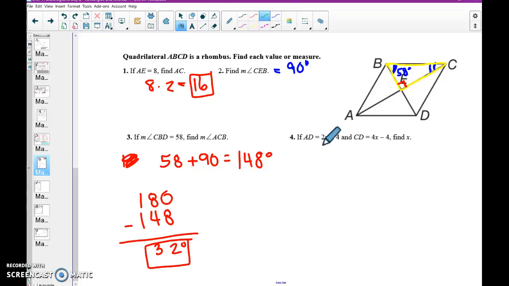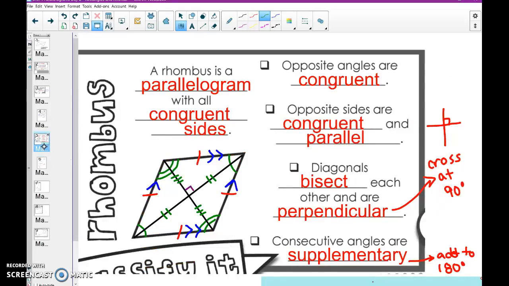Last problem, throwing a little bit more algebra in here. Let's get rid of some of this stuff so we're not confused by all the numbers. We've got that AD, which is a segment here. It's a side. So we're not going to be using 180 degrees. Do not use it on a side. That is 2x plus 4. And CD is 4x minus 4. Find x. Well, what do we know about the sides of a rhombus? Look back on the front. What did we just talk about? All of the sides are congruent.